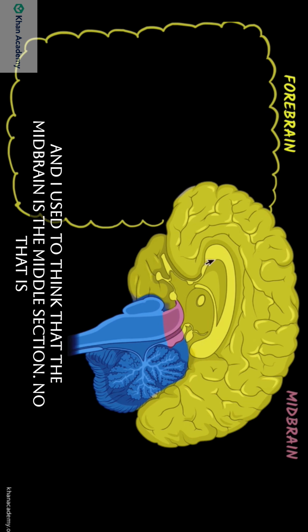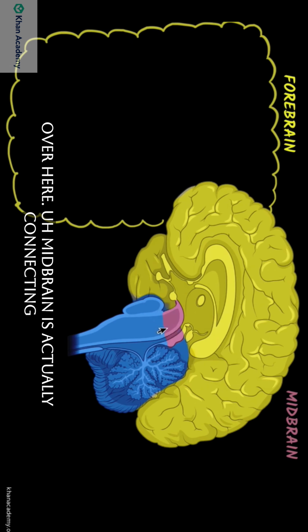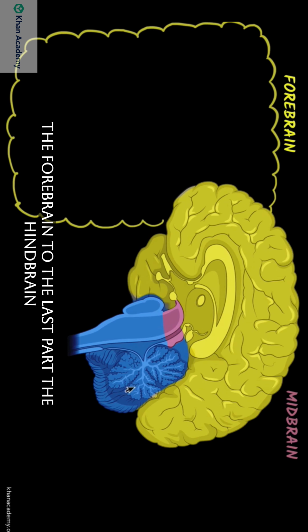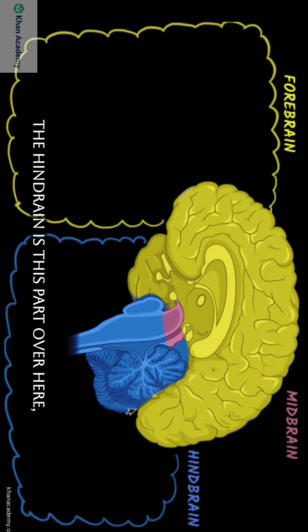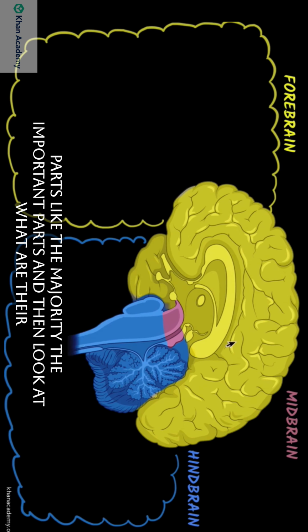And I used to think that the midbrain is the middle section. No, that is still part of the forebrain. Midbrain is a very tiny section over here. Midbrain is actually connecting the forebrain to the last part, the hindbrain. The hindbrain is this part over here, which also contains the brain stem. So let's look at the different parts, like the important parts, and then look at what their functions are.